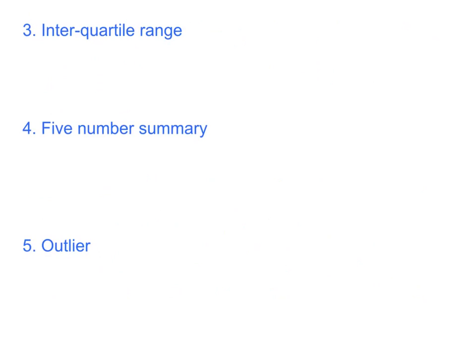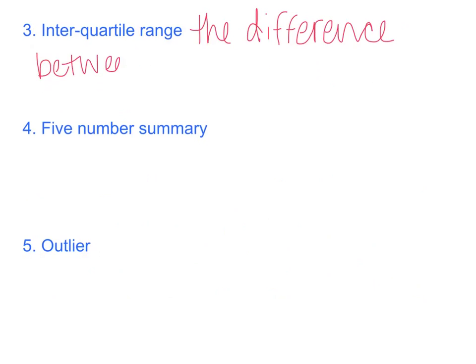The next definition is interquartile range. This is the difference between quarter 3 and quarter 1. This is where the middle 50% is found.